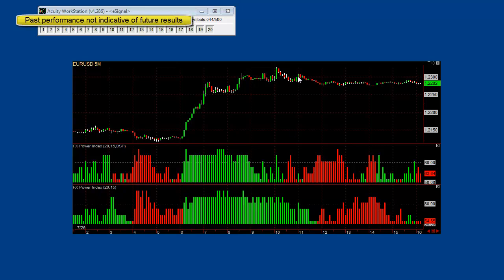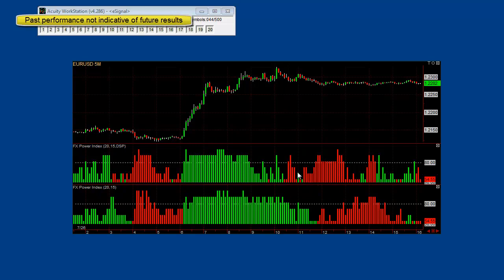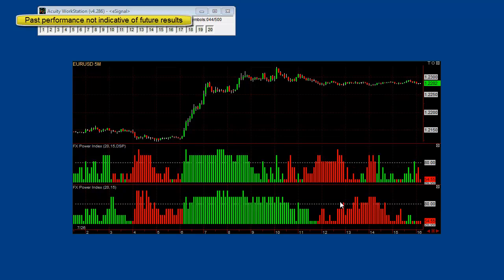Notice up here at the high today in the euro dollar, it started to show some weakness here, whereas this one was still strong. It was right here at 1035. It shows extreme weakness. It takes it all the way over to 1255 to show extreme weakness on a much slower power index.